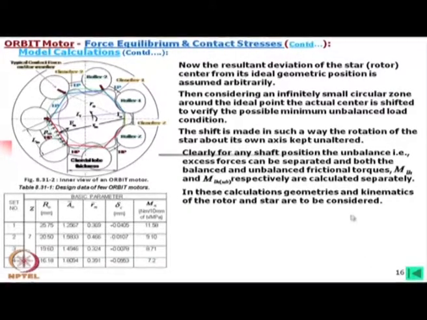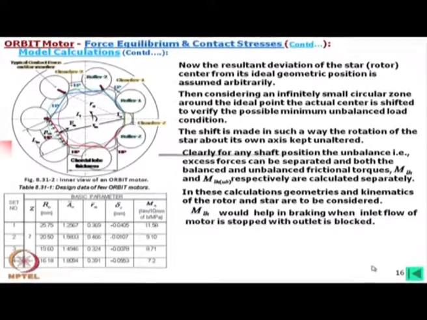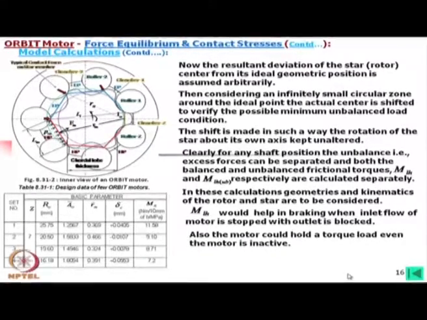We can have then one constant torque, the load holding torque, average, and another unbalanced torque. In this calculation, geometric and kinematics of the rotor and star are to be considered, as I told. This load holding torque would help in braking when inlet flow of motor is stopped with outlet blocked. So, in some cases this is required, in other cases it is not required.